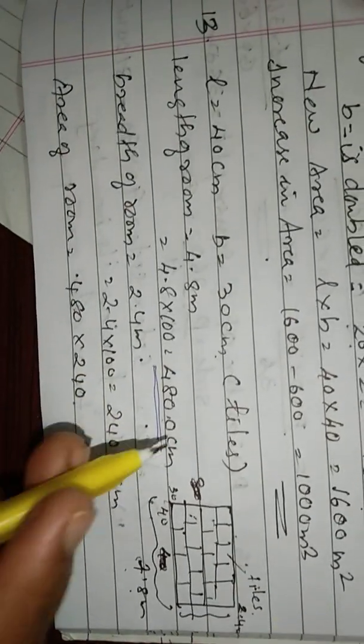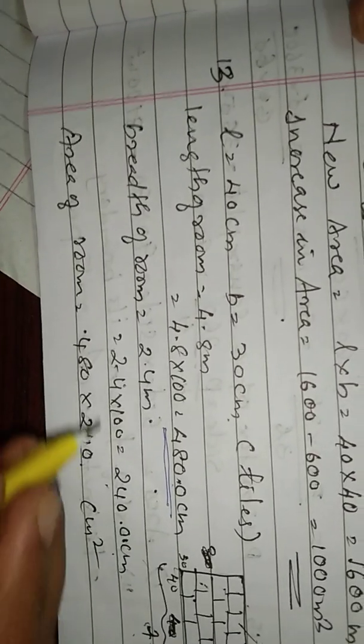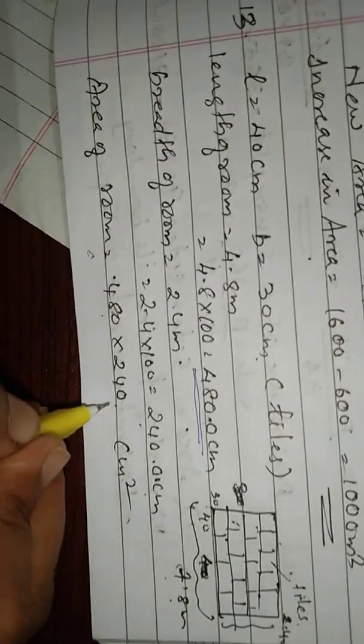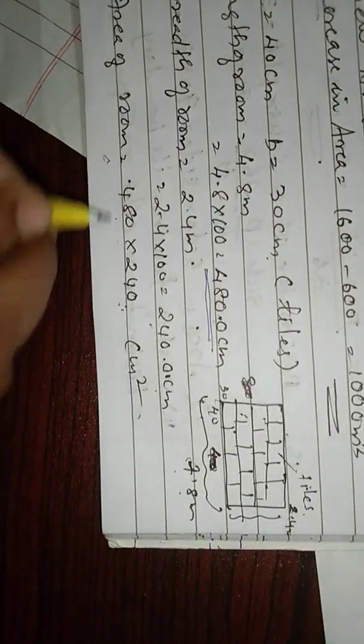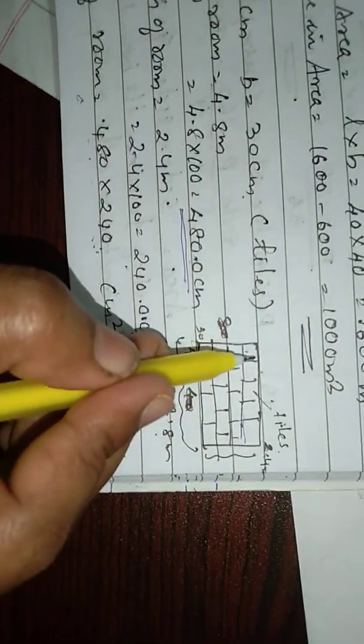It is 480 and 240 centimeter. Area of the room means 480 into 240. There is no need to calculate the answer over here, just apply it. We can do the calculation finally. This is the form of putting the tiles in the floor, isn't it? So the length and breadth of each tile is given. We have to find how many tiles are required.